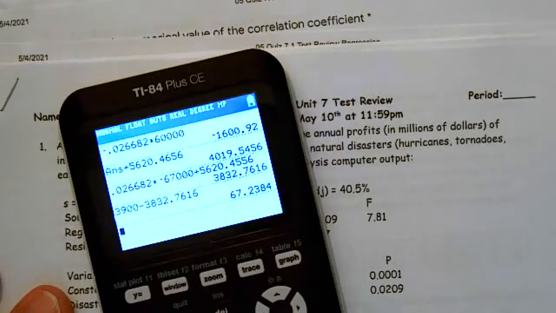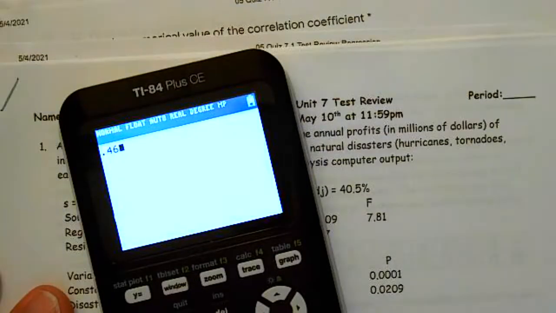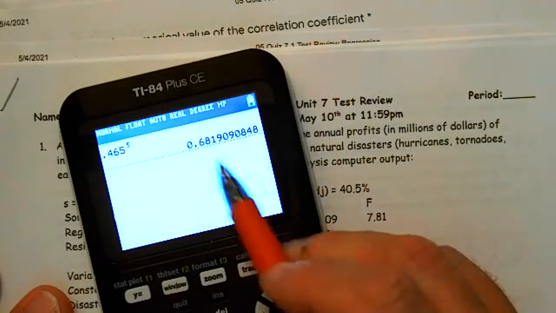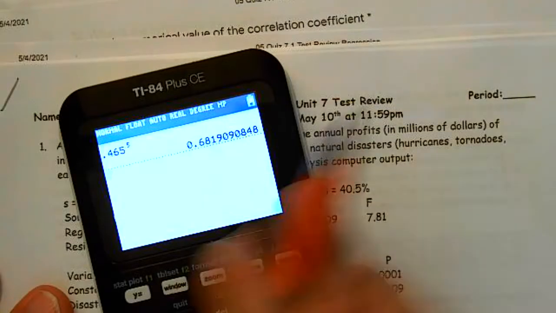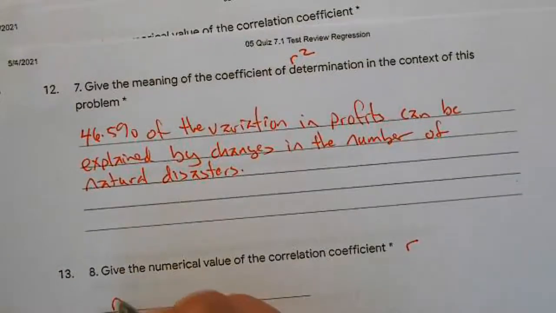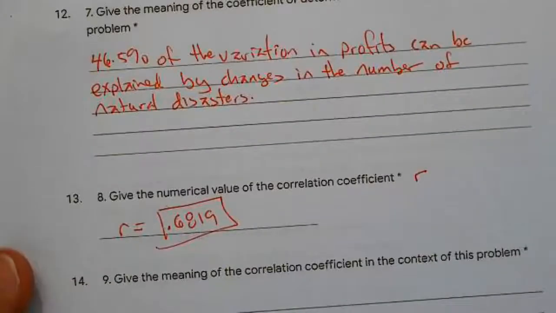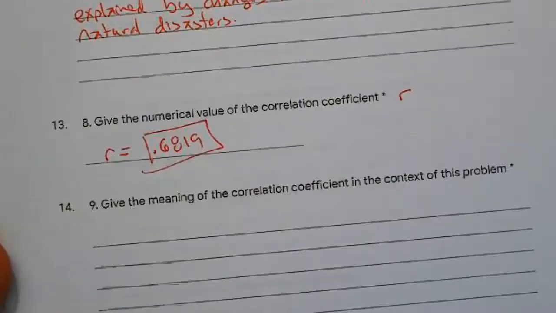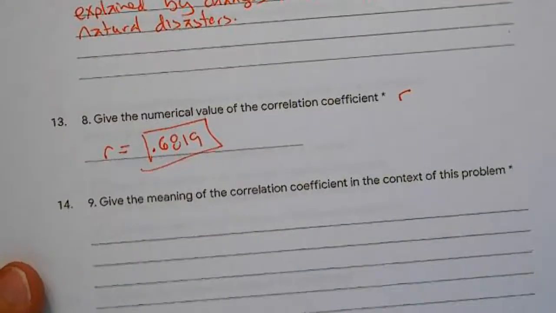So here we go. 0.465 raised to the half power. That's the same thing. And I get 0.6819. So R equals, and all I had to write was this part, 0.6819. That's all they were looking for. That's all I'm looking for. Then it says, give the meaning of the correlation coefficient in the context of this problem.